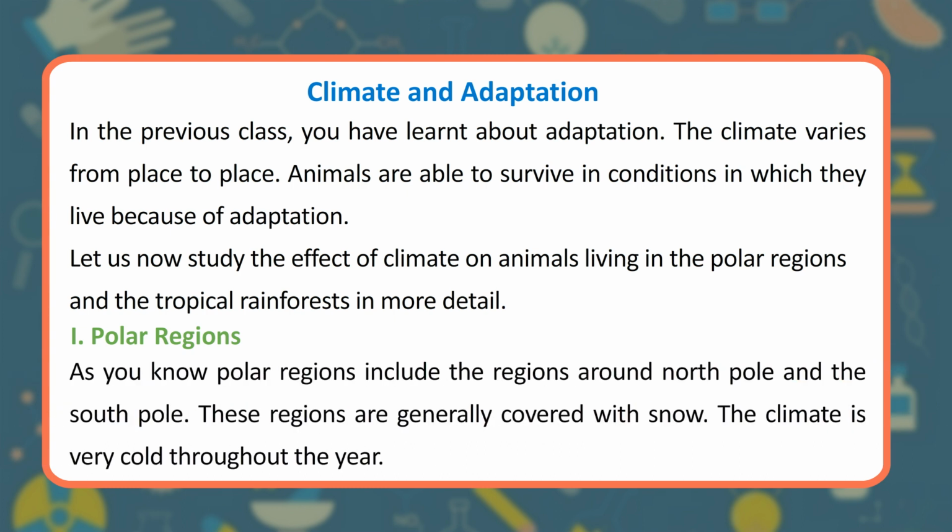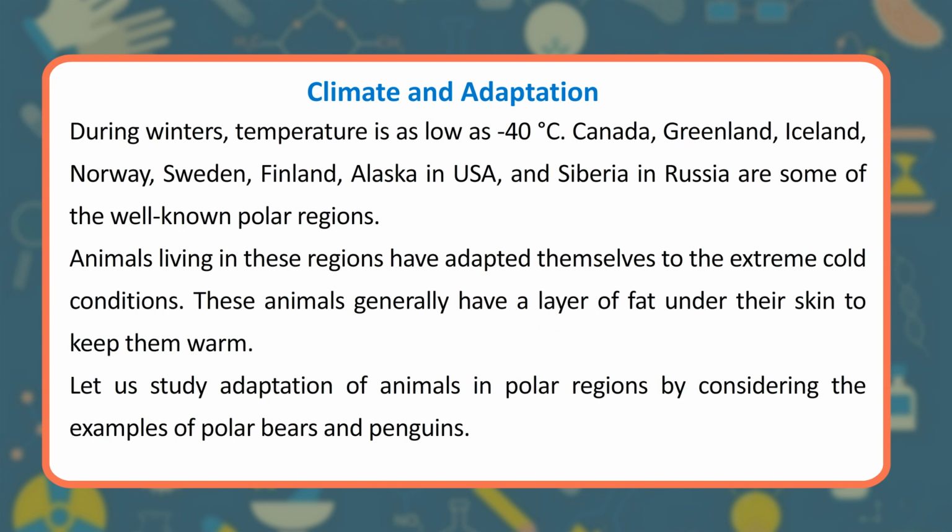As you know, polar regions include the regions around the North Pole and the South Pole. These regions are generally covered with snow. The climate is very cold throughout the year. During winters, the temperature is as low as minus 40 degrees Celsius. Canada, Greenland, Iceland, Norway, Sweden, Finland, Alaska in USA, and Siberia in Russia are some of the well-known polar regions.